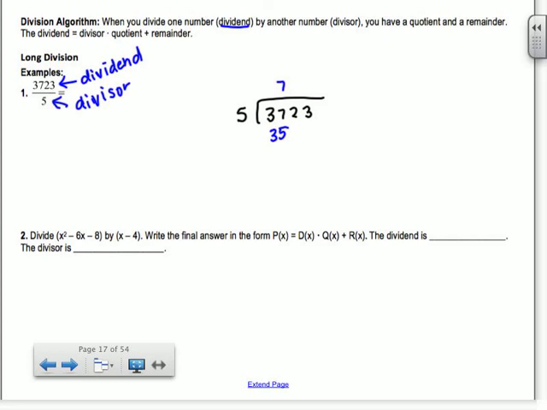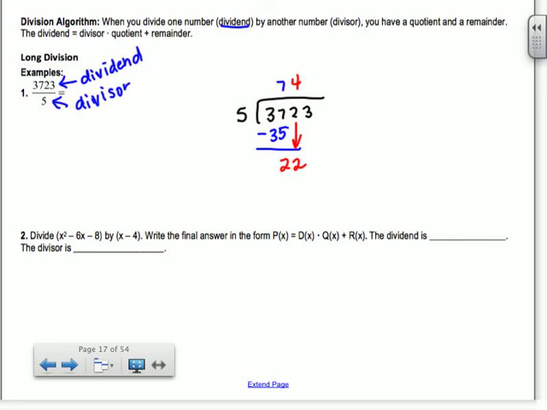Okay. I always say draw the line, change the sign. So we're going to draw the line and we subtract. When we do that, we get 2, and then we drop our next term. So drop 2. It looks like we're repeating the process. So now we say, how many times does 5 go into 22? 4. So now we write that 4 next to the 7.